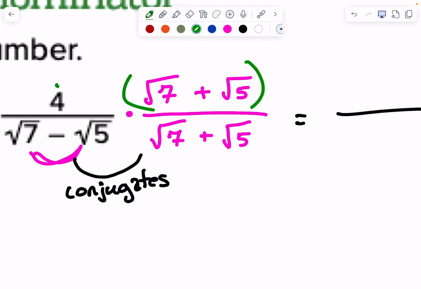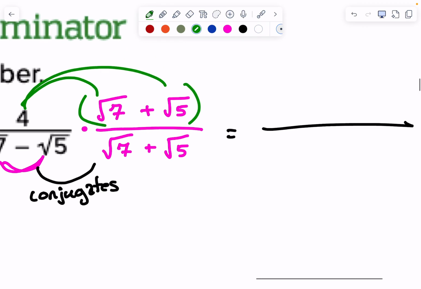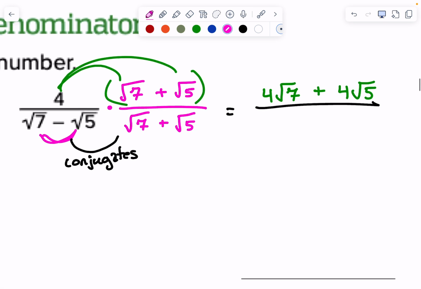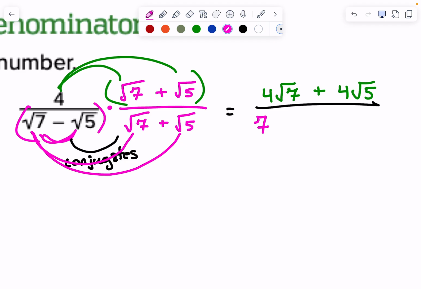So if I'm multiplying 4 by this, what's 4 times the square root of 7? 4 square roots of 7. It does not go inside of there. What's 4 times the square root of 5? 4 square roots of 5. Okay, that's what the top is, and it is done. Now the bottom, we do the FOIL method, right? What's the square root of 7 times the square root of 7? 7. Just 7. It's like the square root of 49, right? What's the square root of 7 times the square root of 5? Plus the square root of 35.